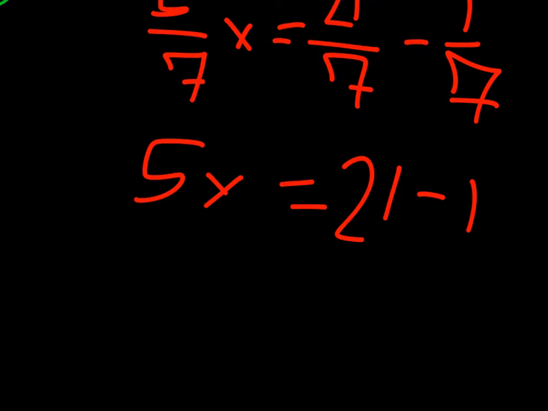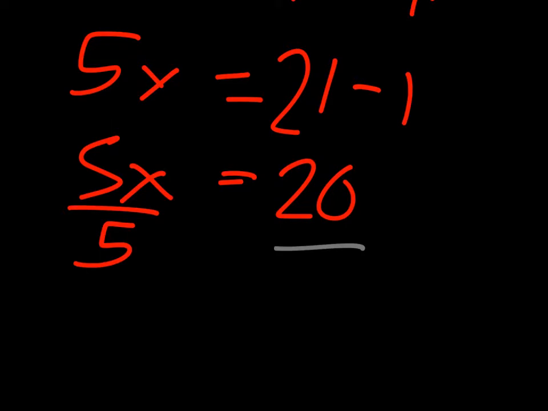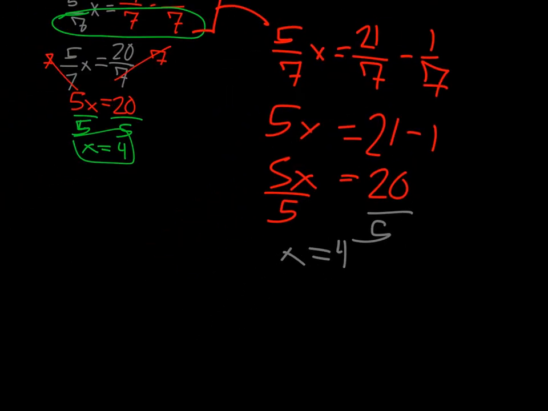21 minus 1 gave us 20. Excuse me, let me back up real quick. 21 minus 1 gave us 20, equaling 5x. Divide by 5 on both sides, and guess what? 20 divided by 5 still gives us 4. Same answer here, same answer there. Bang.